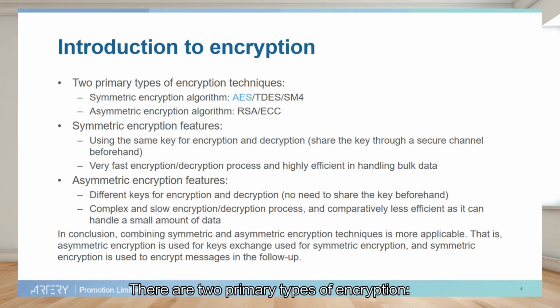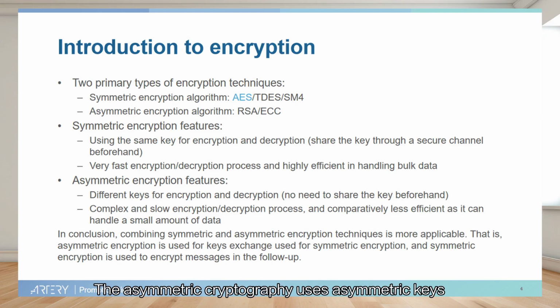There are two primary types of encryption, symmetric and asymmetric. The symmetric methods include AES, triple DES, and SM4, from the Chinese State Cryptography Administration, and the asymmetric methods include the commonly used RSA and ECC, elliptic curve cryptography. The symmetric cryptography uses the same cryptographic key to both encrypt and decrypt data. Therefore, such key should be shared through a secure channel in advance. It has fast instruction cycle and is suitable for handling bulk data.